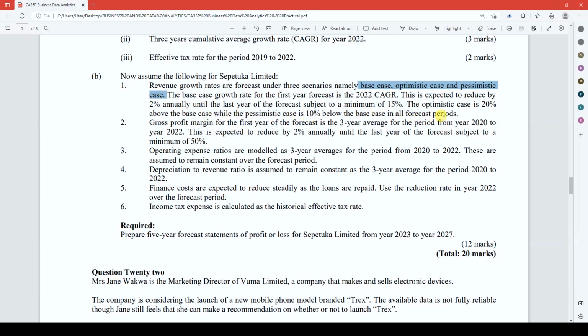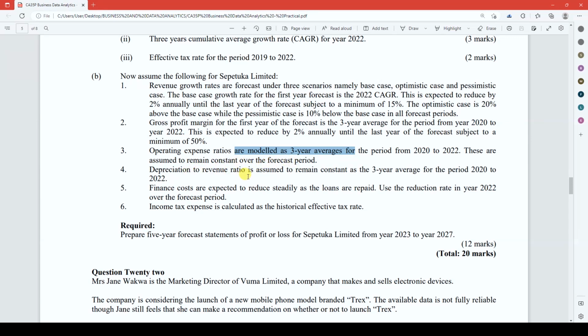in all forecast periods. Gross profit margin for the first year of the forecast is the 3-year average for the period from year 2020 to 2022. This is expected to reduce by 2% annually until the last year of the forecast, subject to a minimum of 50%. Operating expense ratios are modeled as the 3-year averages for the period from 2020 to 2022. These are assumed to remain constant over the forecast period.